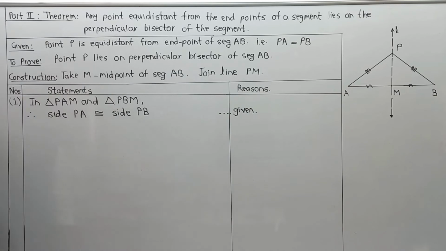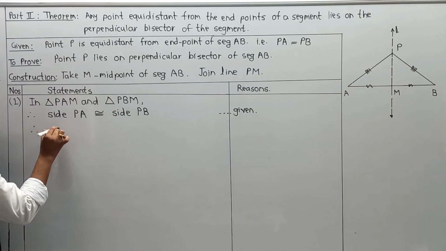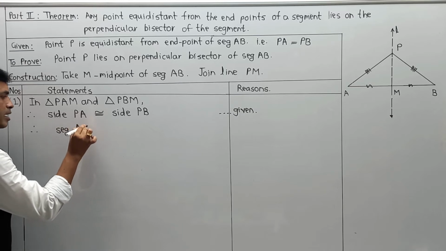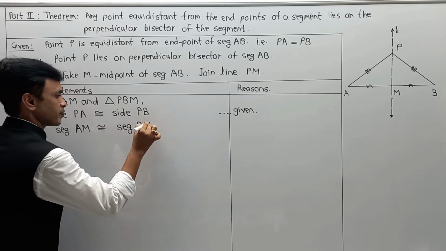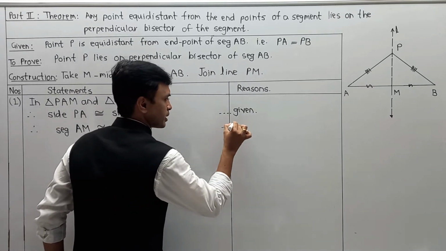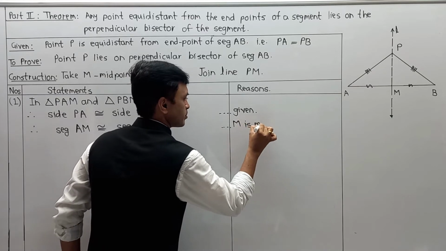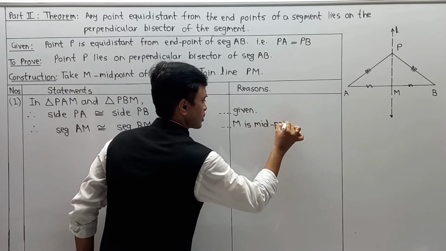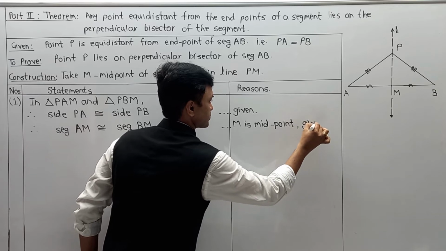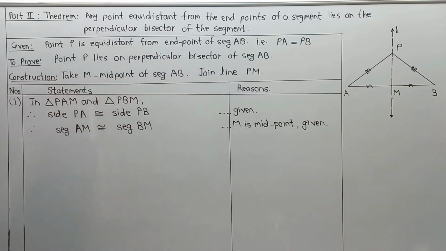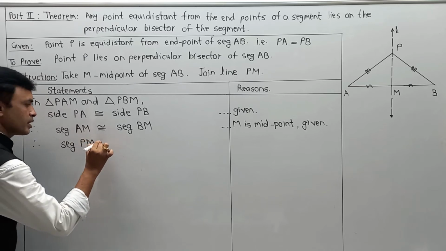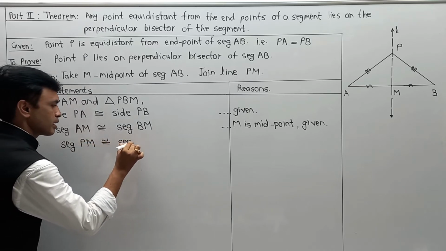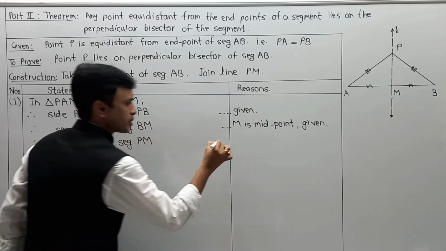Next, segment AM is congruent to segment BM, reason: M is the midpoint, also we can say given. Third, segment PM is congruent to segment PM, reason: common side or same side.